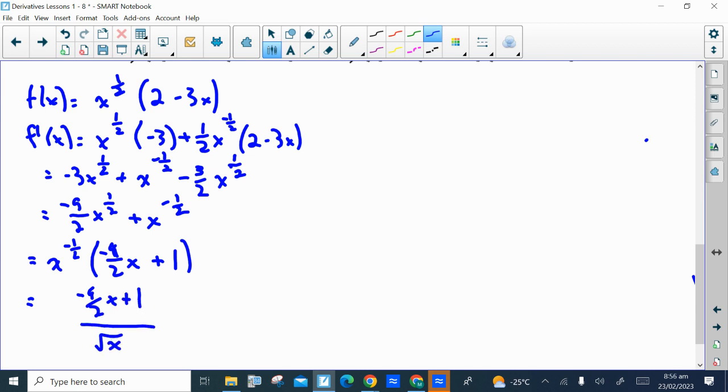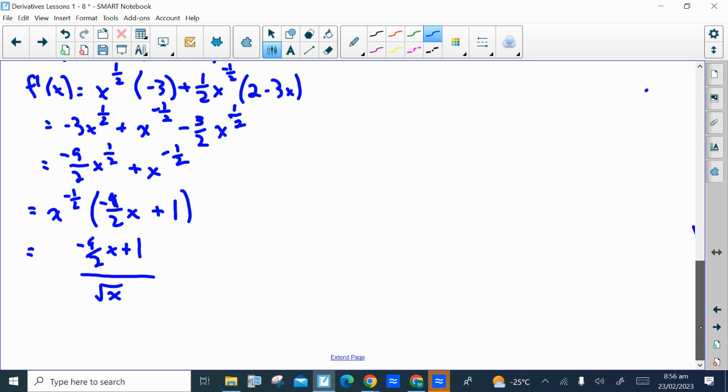And maybe write it as a root. And then you could also rationalize this by multiplying top and bottom by root x if you wanted to. Okay, so there's lots of things that can be done, and if you're checking answers in the back of the book, they may do some of those things. So just be aware of that. All right.